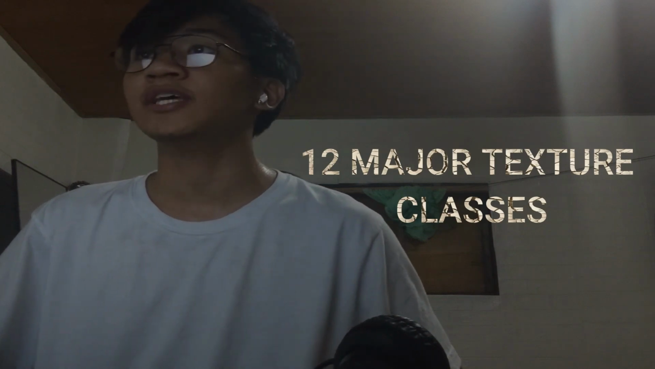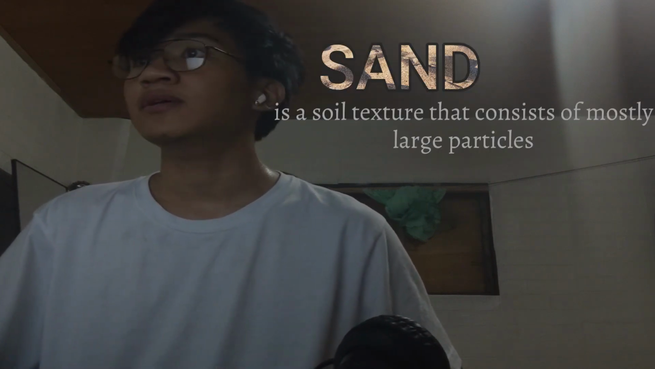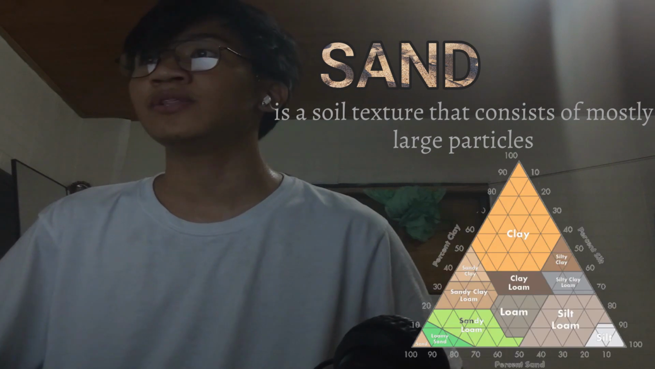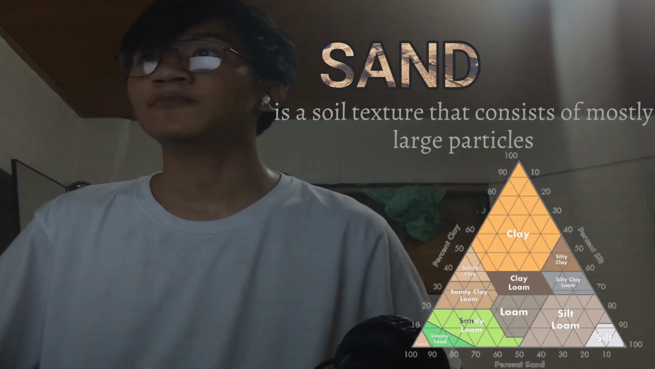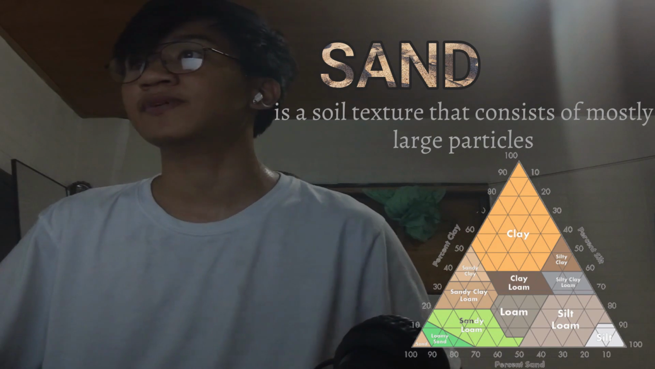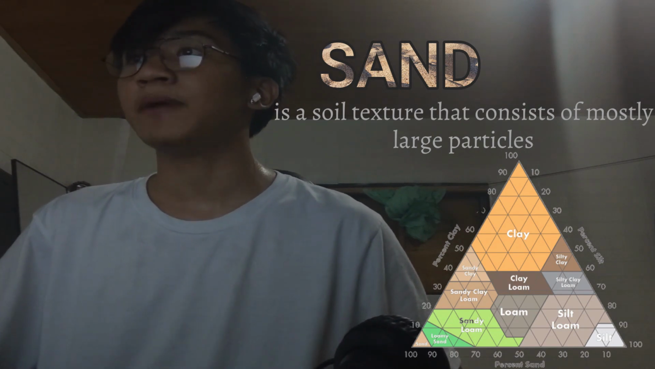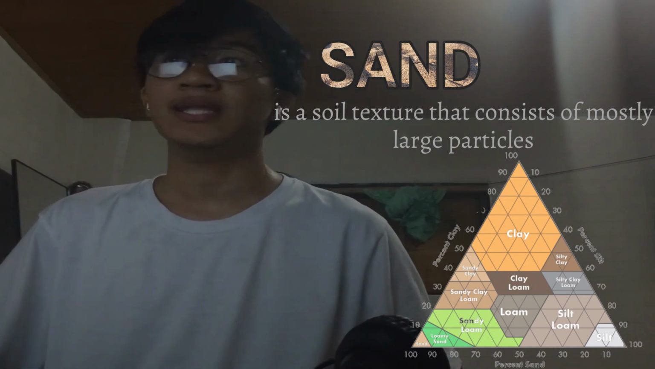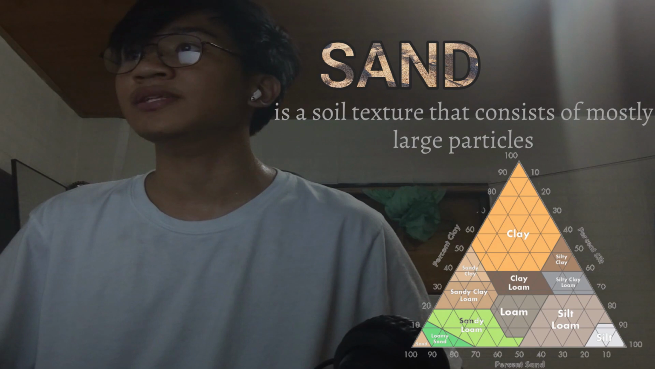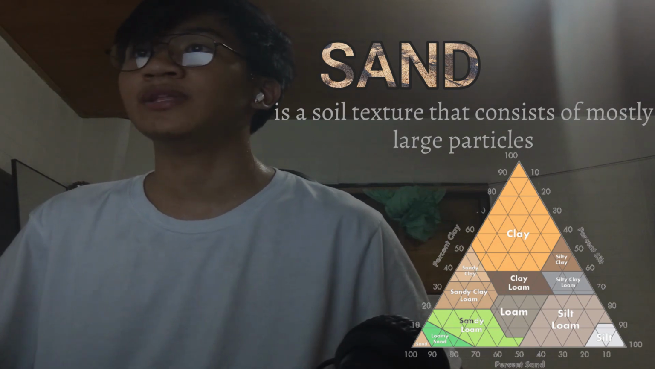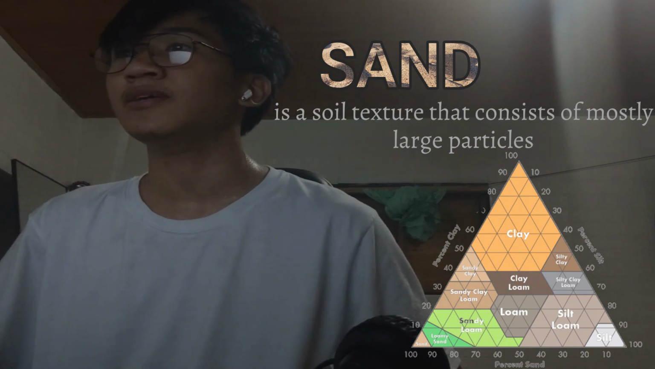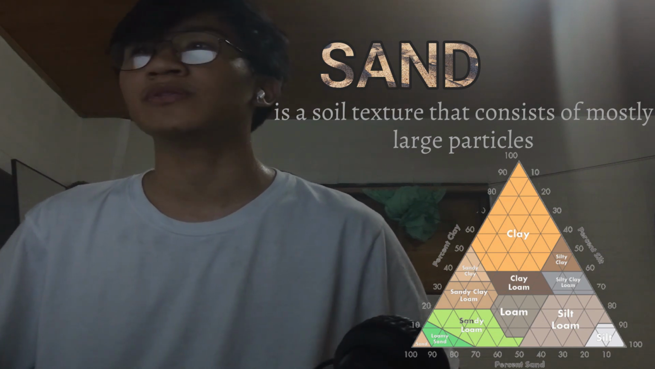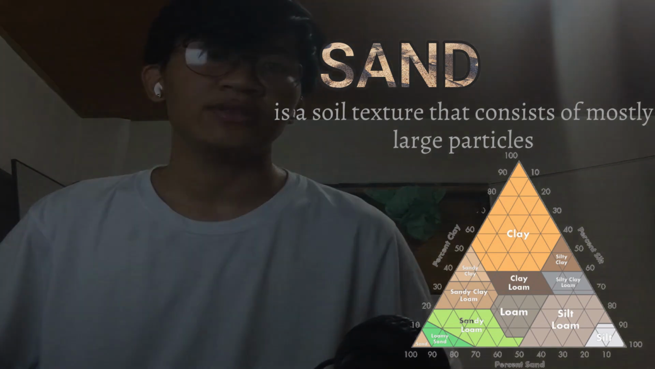Soil can be classified into 12 major texture classes. First is sand. Sand is a soil texture that consists of mostly large particles with a diameter ranging from 0.05 millimeter to 2 millimeters. Sand particles may be seen with the naked eye and have a gritty sensation when brushed between the fingertips. Sand soils are well drained and have a limited water holding capacity, which means they do not keep water for an extended length of time.